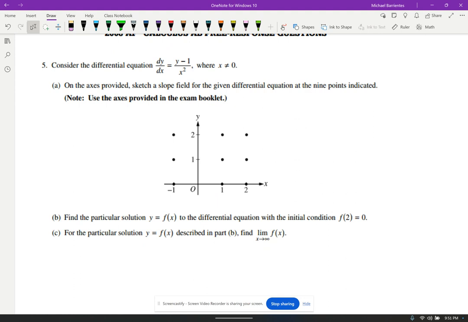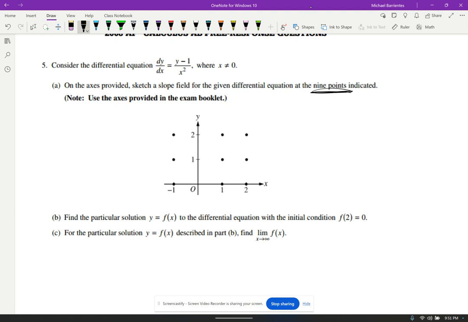They're giving us a differential equation. They're identifying it as a differential equation where x is not equal to 0. Why not? Because that would be a division by 0. It says on the axis provided, can you sketch a slope field for the given differential equation at the 9 points indicated? So here's what I'm going to do. I'm going to ask you to create the slope field. It says at the 9 points indicated. So 1, 2, 3, 4, 5, 6, nothing here, 7, 8, 9.